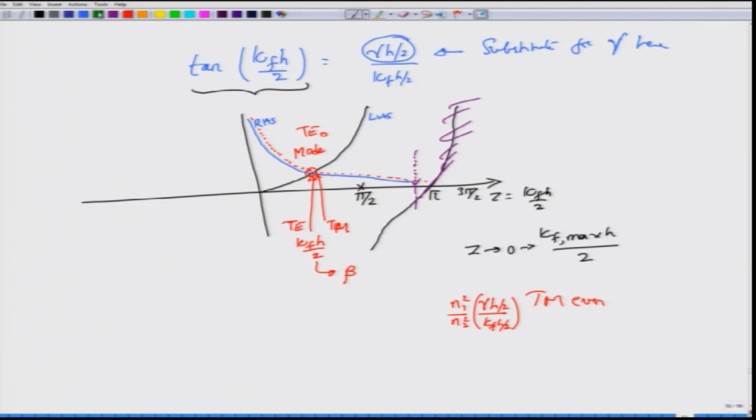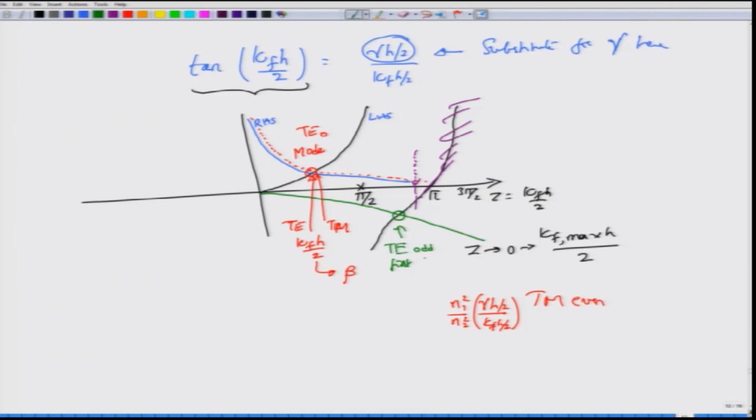Well, for the odd modes, you will have to start with minus kappa f h by 2 by gamma h by 2. Because there is a minus, the odd modes actually occur in the fourth quadrant, and because the numerator is kappa f h by 2, they would go something like this. It will not touch the first branch here; do not worry about the points being touched, that is not of consequence. So, the first intersection happens in the region when kappa f h by 2 is greater than pi by 2. So, this would be the first TE odd mode.